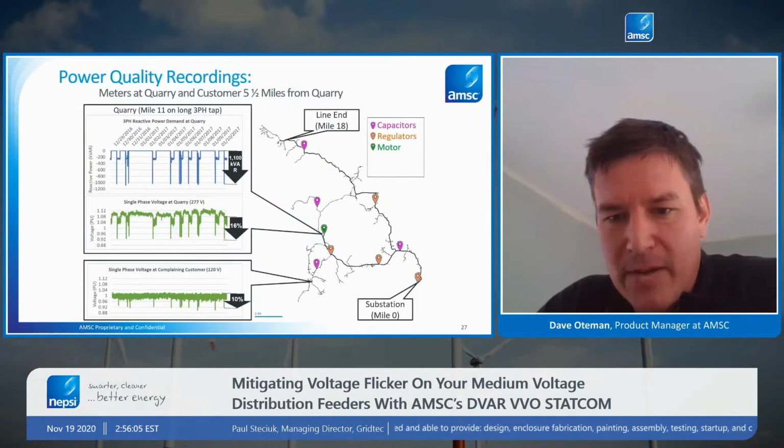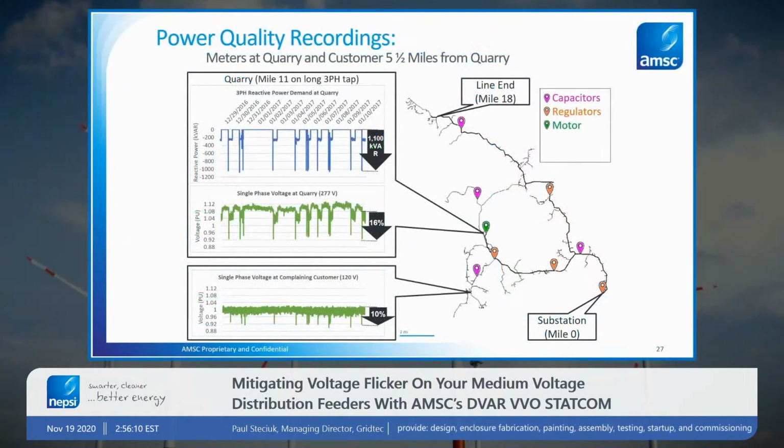So this particular quarry was located about 11 miles out from the substation on a radial, above-ground feeder. The substation is down here at the bottom of the feeder, and then at about mile 11 is where the quarry operates. Quality recordings were taken near the quarry as well as at a customer on a lateral a few miles away from that quarry.